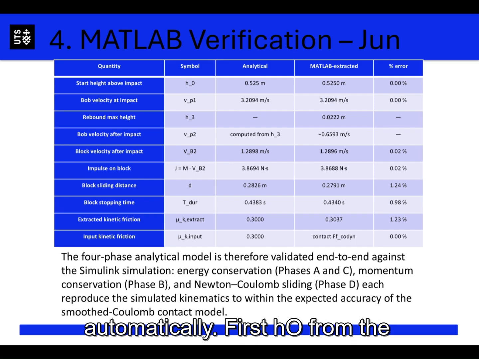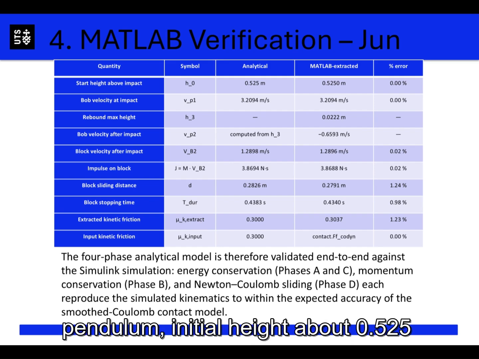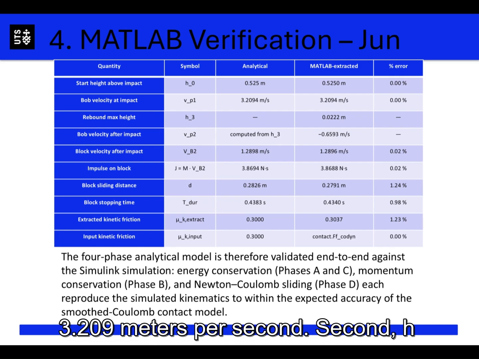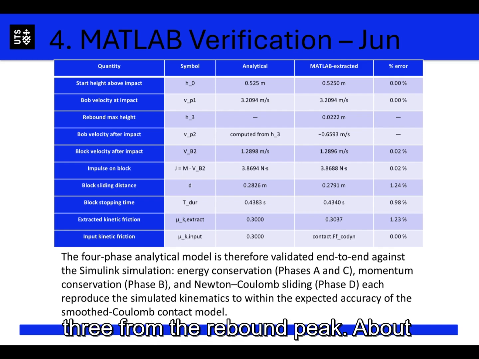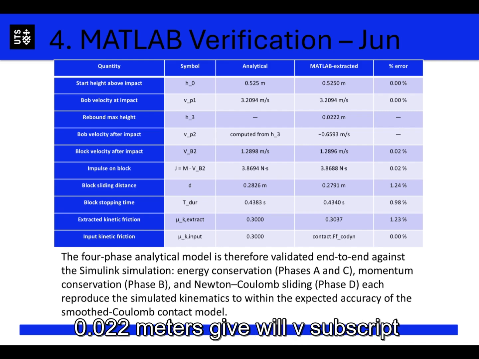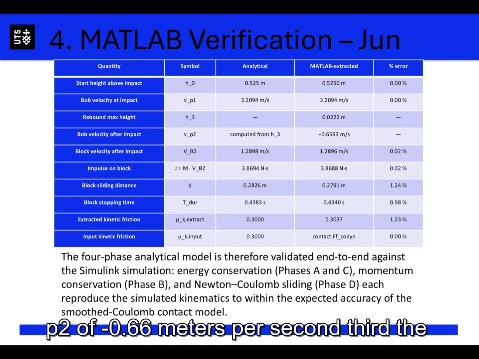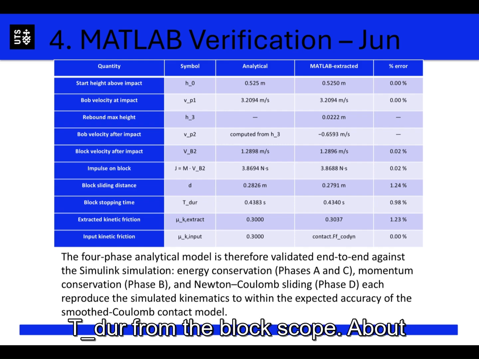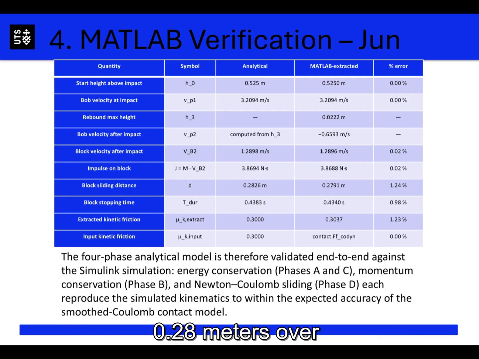First, H0 from the pendulum initial height, about 0.525 meters, giving V_P1 of 3.209 meters per second. Second, h3 from the rebound peak, about 0.022 meters, giving V_P2 of negative 0.66 meters per second. Third, the block sliding distance d and duration t_dur from the block scope, about 0.28 meters over 0.44 seconds.